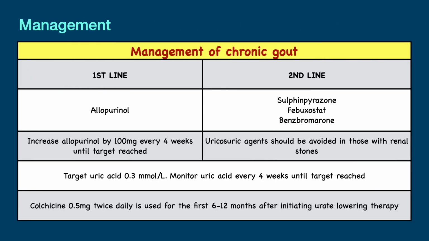How about the management of chronic gout? Well, the EULAR recommends allopurinol as the first-line urate-lowering therapy with target uric acid levels of 360 micromoles per liter or less. It is a xanthine oxidase inhibitor, blocking the metabolism of xanthine to uric acid, and this results in reduced deposition of monosodium urate crystals in the joints, hence the development of gout.